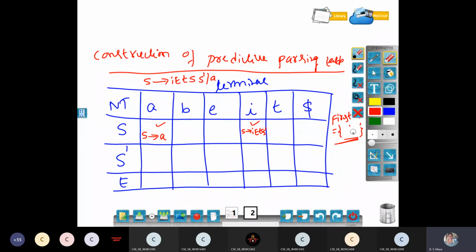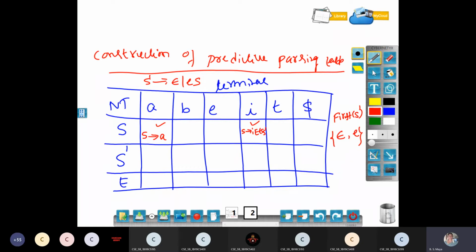Then go for the follow set of S. What is the follow set of S? First set of S, first set of S dash. The first set of S dash should be epsilon and E. Then you also have to copy down the S dash productions. I will write now: S dash productions are one is epsilon, the second one is E S. I have to write these productions in the place of the S dash non-terminal.